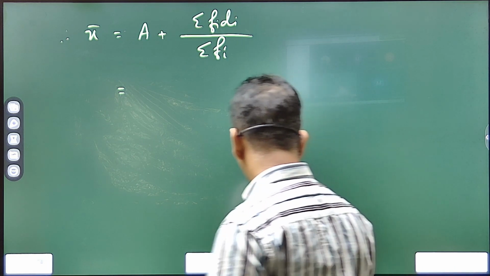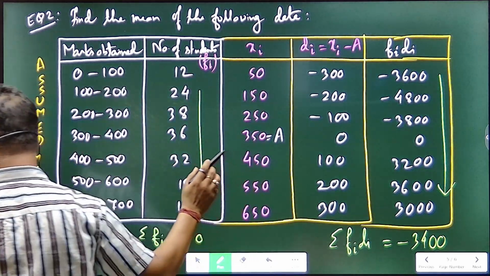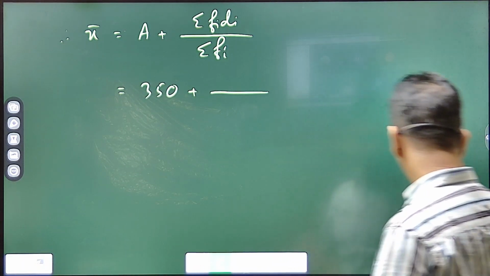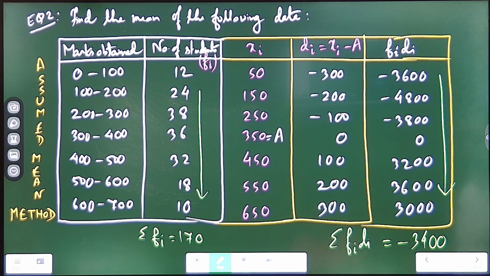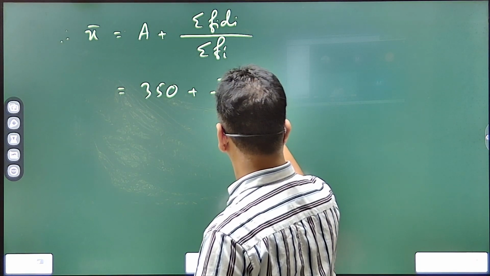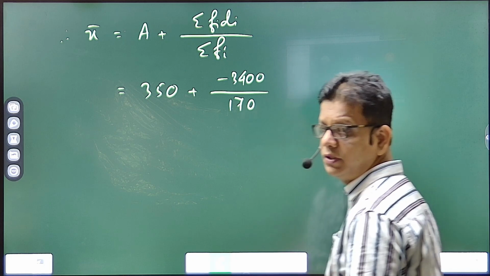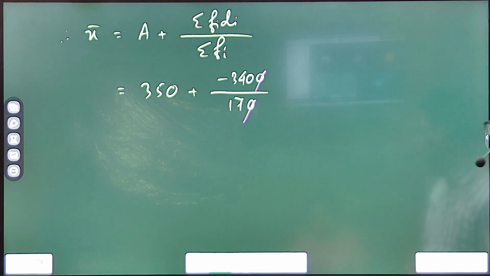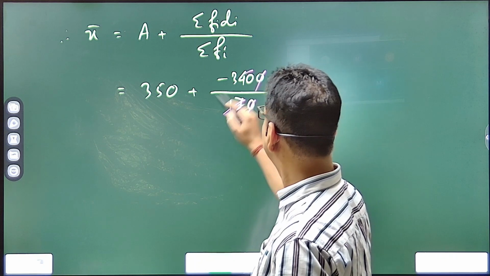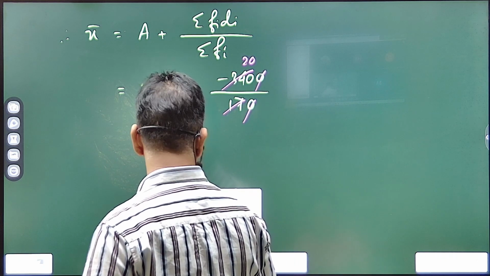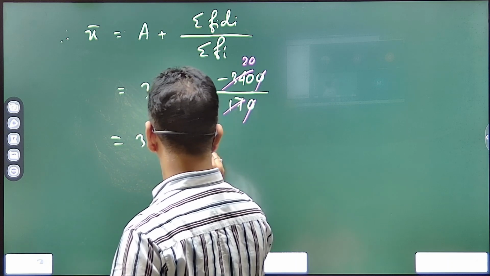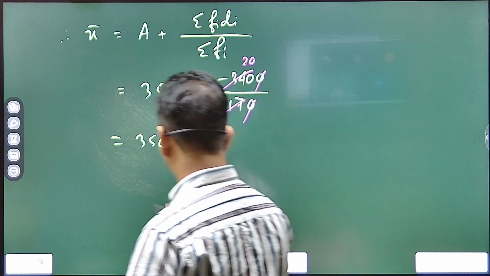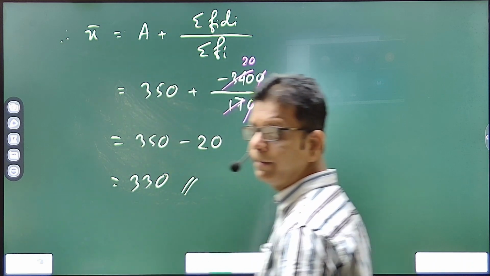A is the assumed mean. Which one is A? 350. So 350 you have to take here, plus this number, summation of fi di, which you got as minus 3400. So this is minus 3400, and that number is 170. Yes or no? This is the easiest one now because we can cancel 0, 0. 17 also cancels, 17 into 34 is 2. That means what is left here? We have 350, then plus into minus is minus 20. So 350 minus 20 is 330.